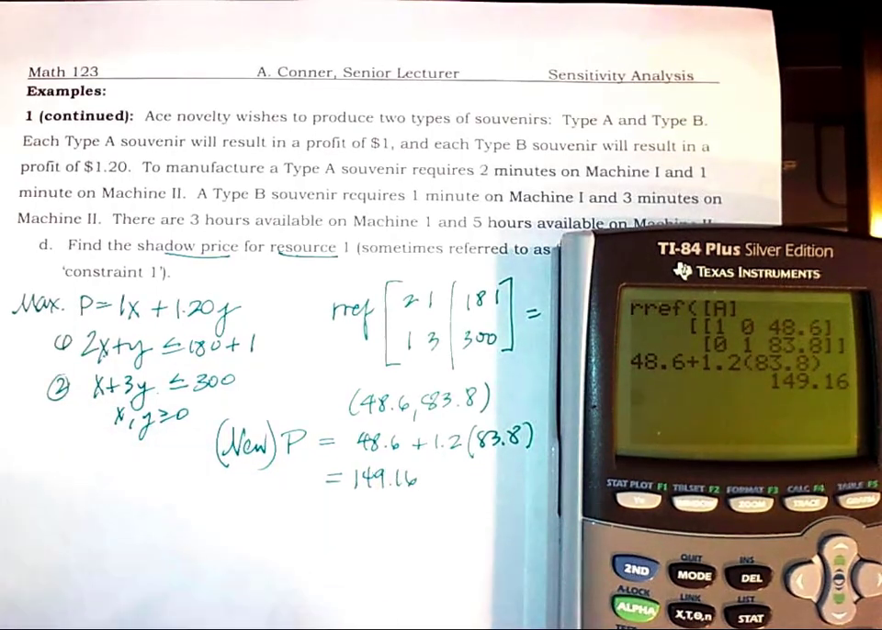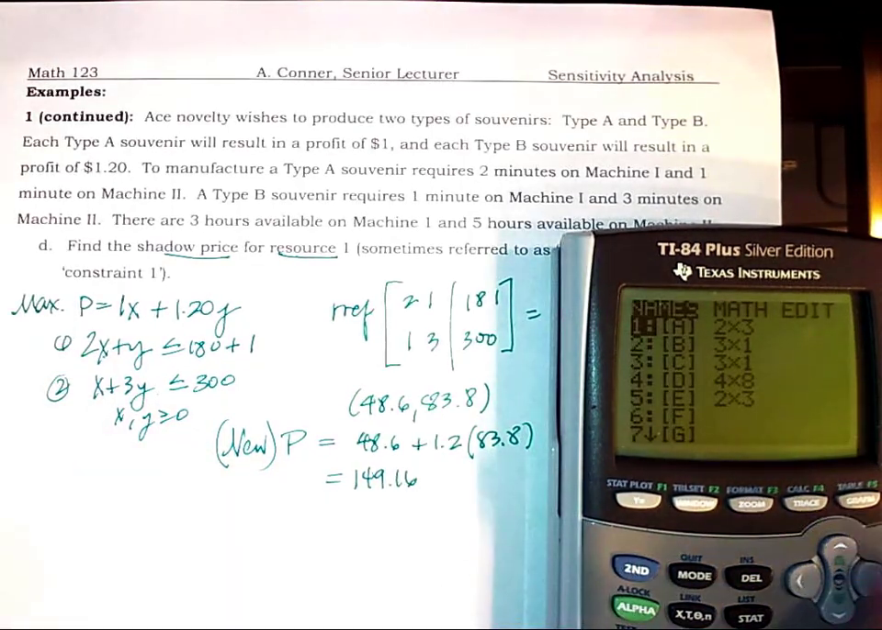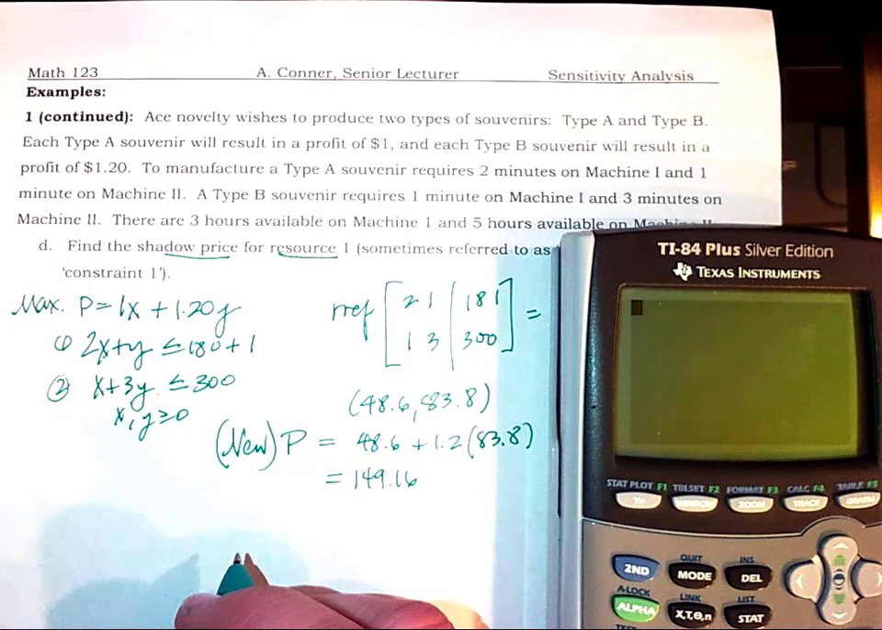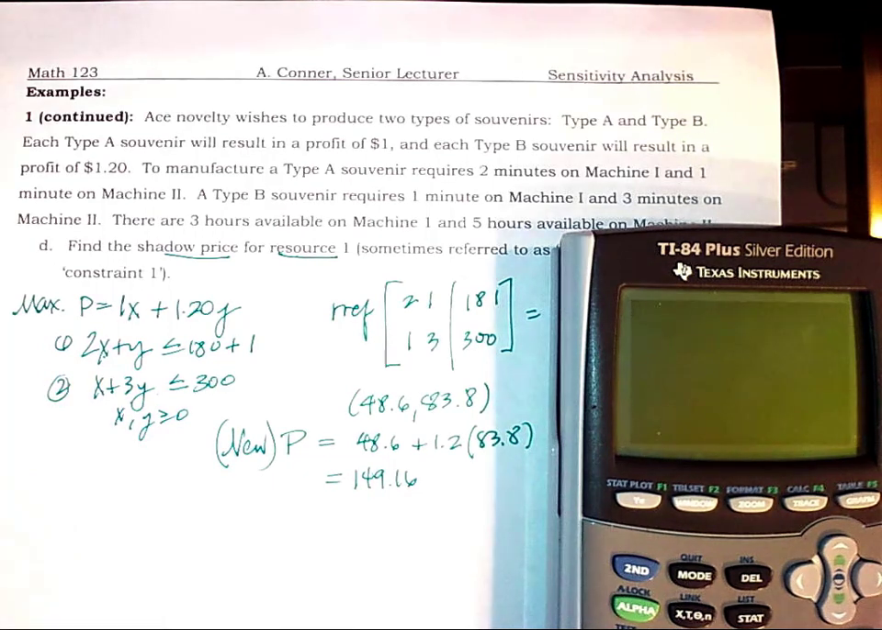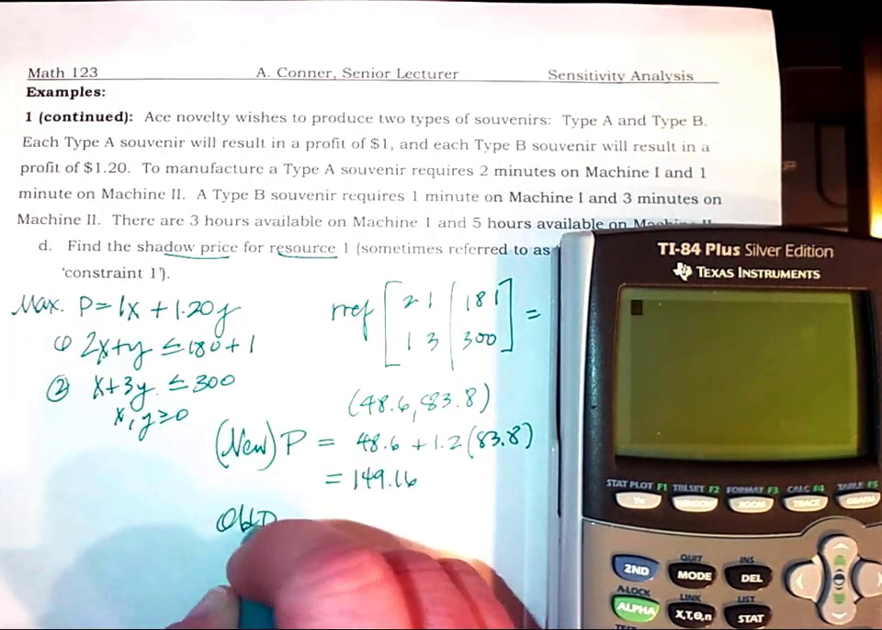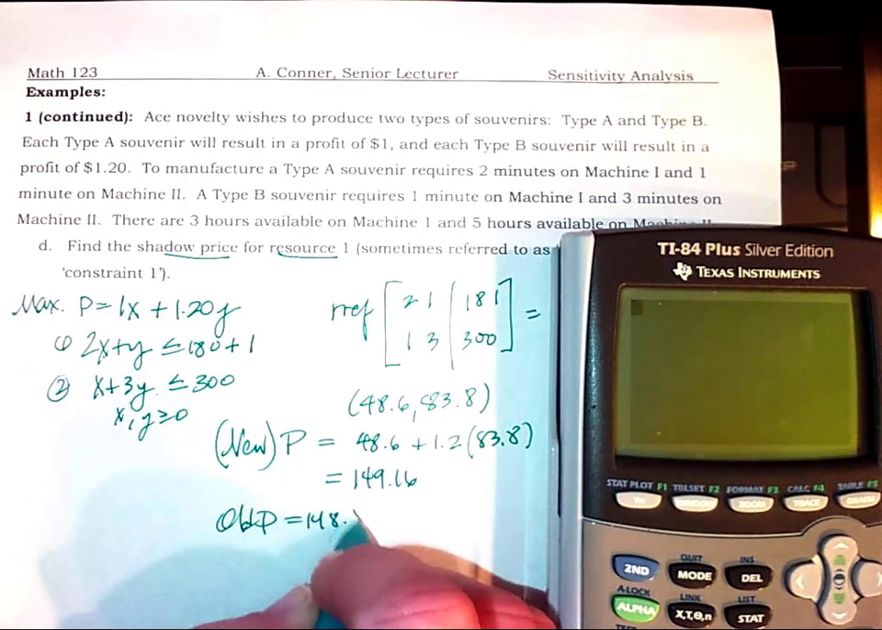And I believe when we did the old one, let me recalculate. I don't have it sitting in front of me. I'll just take a second to do that. Oh, well, maybe not. I think it was 148.80. Is that correct? Yes, that was correct. All right. So the old P was 148.80.